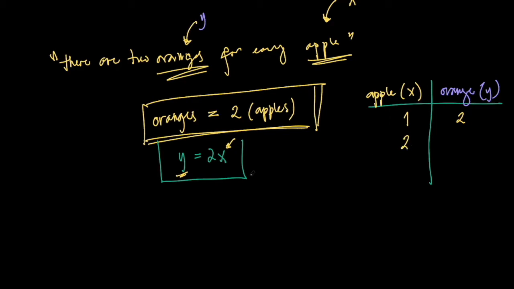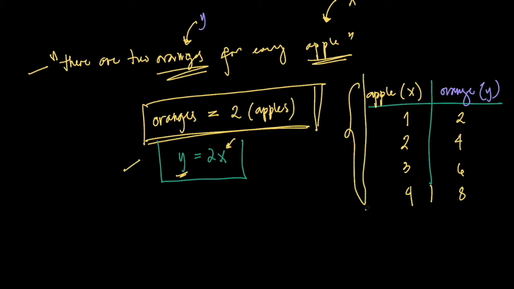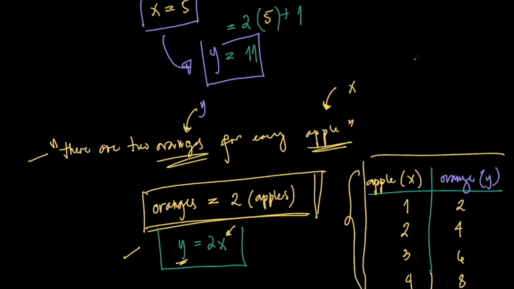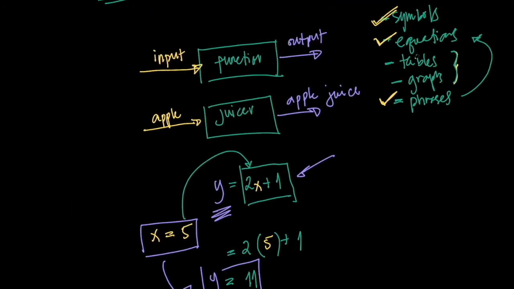If we have 2 apples times 2, we have 4. If we have 3, we have 6 oranges. If we have 4, we have 8 oranges. So with this, as you can see, this function from phrases, we have converted into an equation form, and now we have also represented the same function through tabular form. Okay, let's go back to our list. So we now have tables.